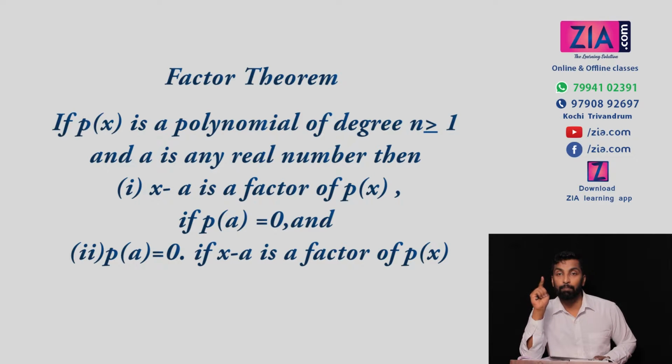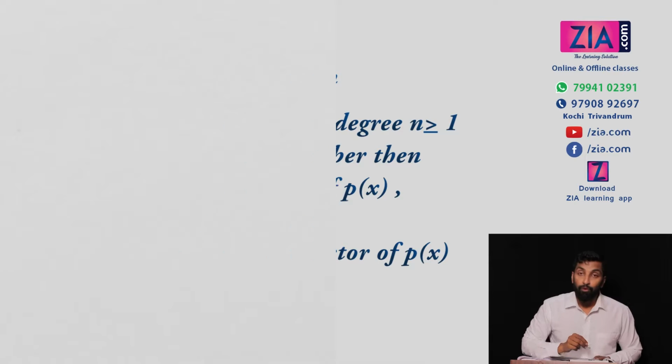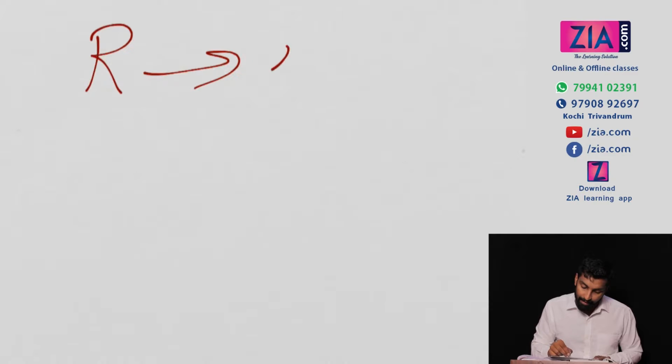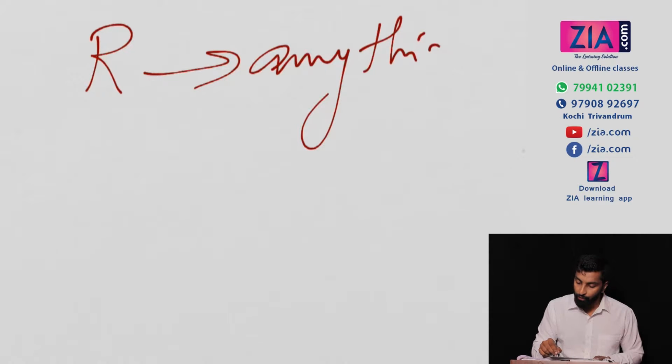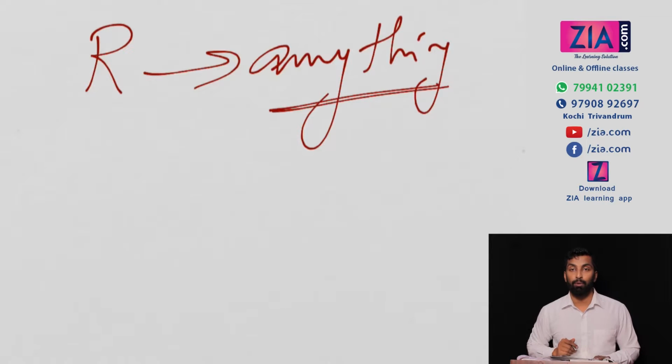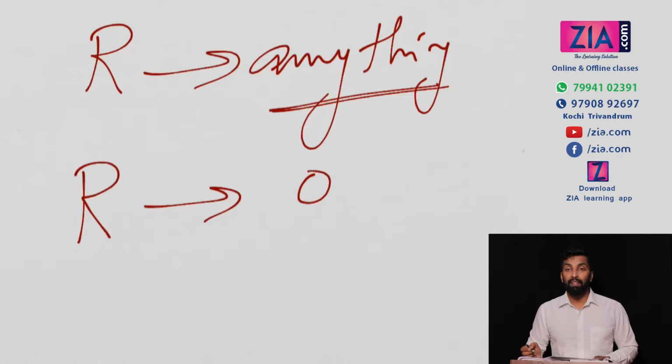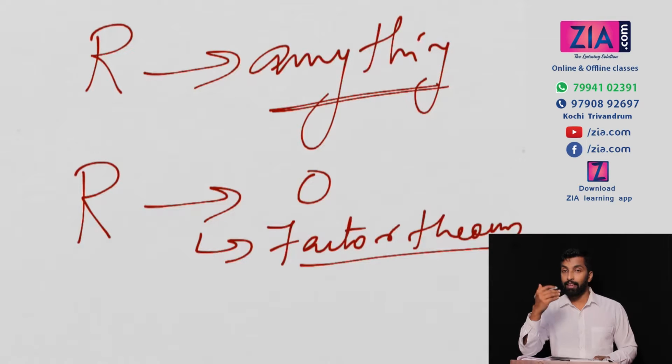So factor theorem is a special case of remainder theorem. Now the only difference is, when it comes to remainder theorem, r can be anything. You can get different values for the remainder. It can be 0 also. But when it comes to factor theorem, r is 0. So if the remainder is 0, we are talking about factor theorem. The given divisor is a factor. If the remainder is any other number, then the given divisor is not a factor. So in remainder theorem, the remainder can be any number. In factor theorem, the remainder has to be 0.